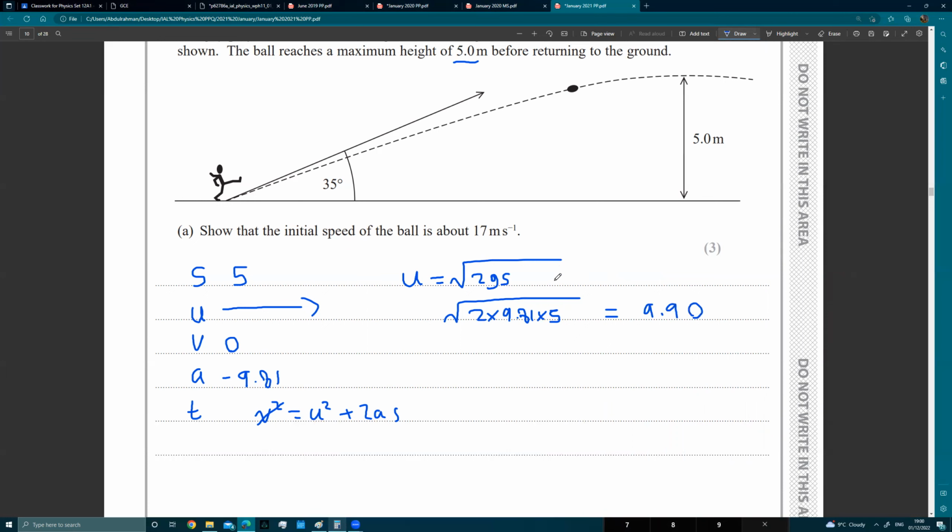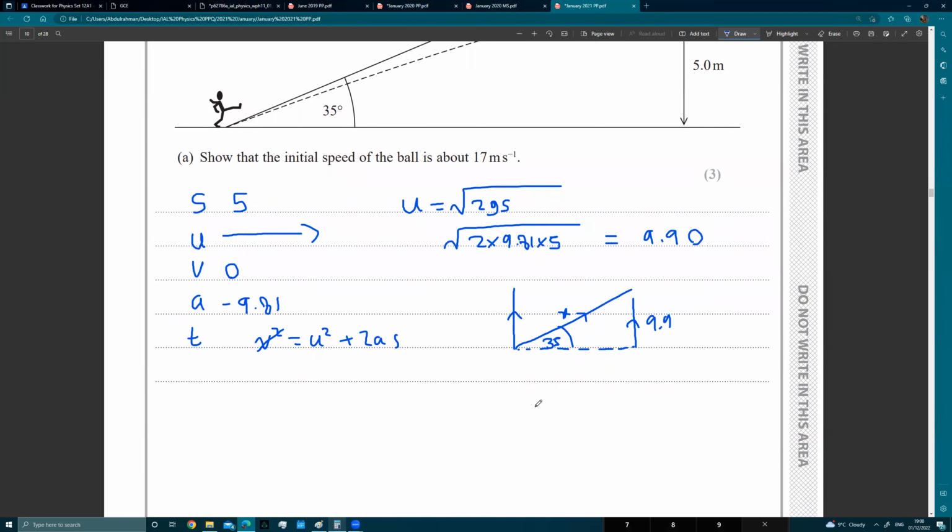9.90. That's the initial vertical. So I know what the initial vertical is. I'm trying to work out the overall x. I know what the vertical is, which is 9.9. I know what the angle is. Trigonometry should give you x, whatever Faizan got by doing his cheeky little method.